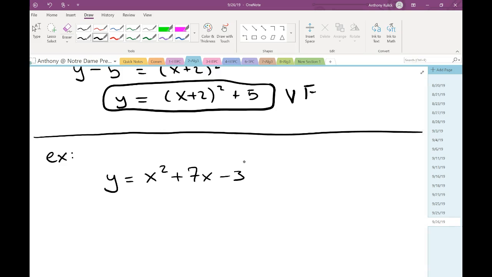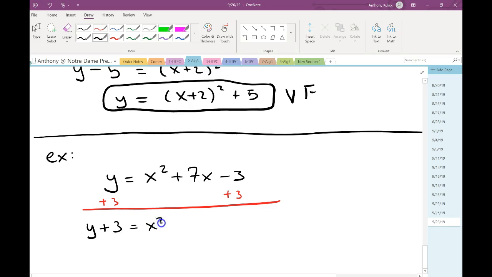So let's say we have the standard form equation, y equals x squared plus 7x minus 3. What I'm going to do first is add the 3 to both sides, because my leading coefficient was already 1. Everybody so far so good? So I started by adding 3 to both sides because my leading coefficient was already 1.